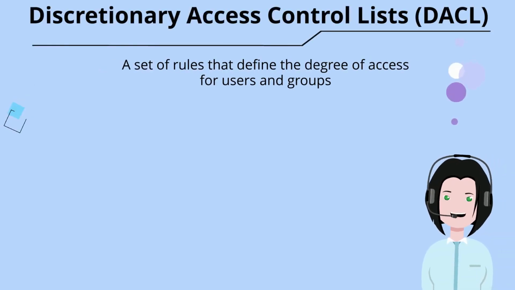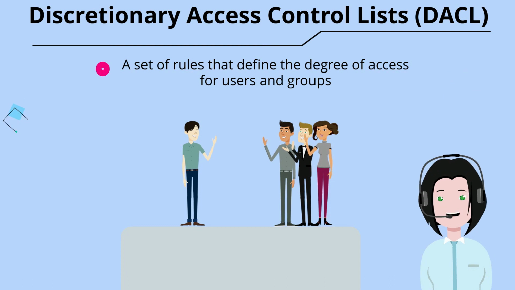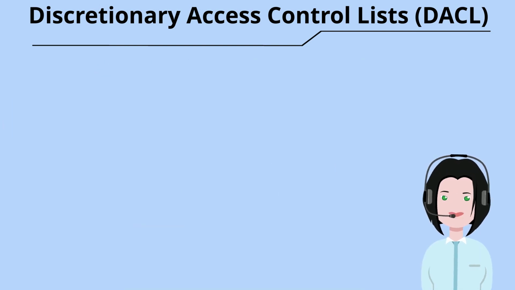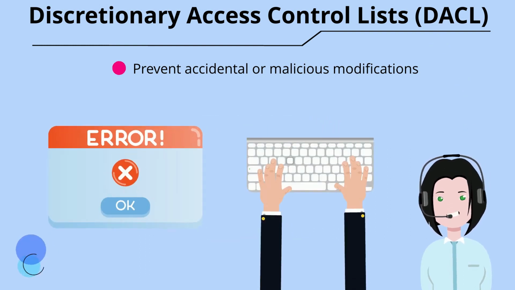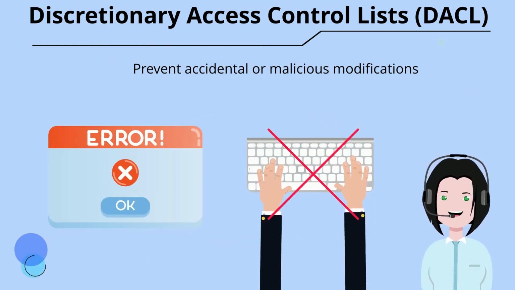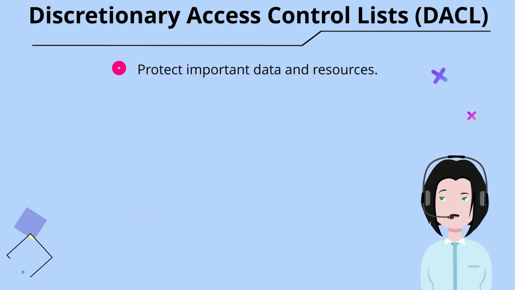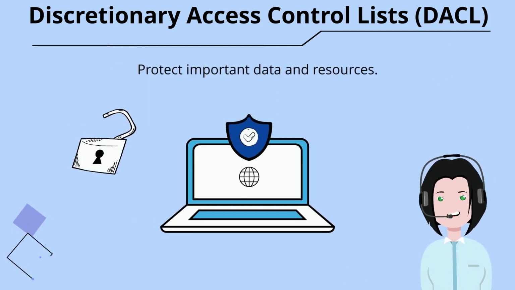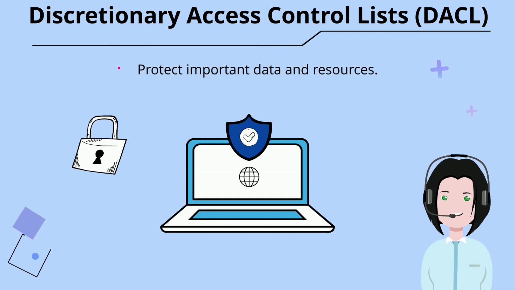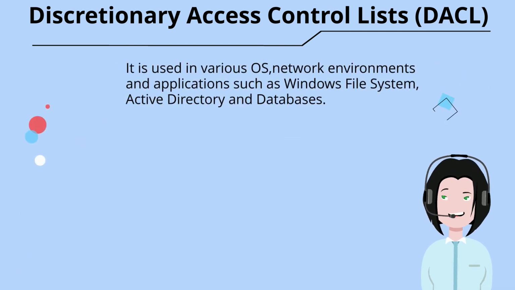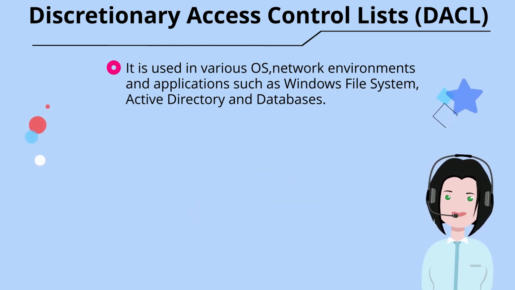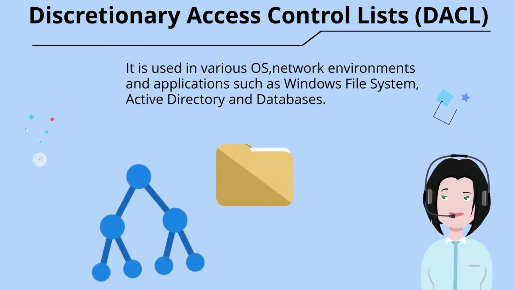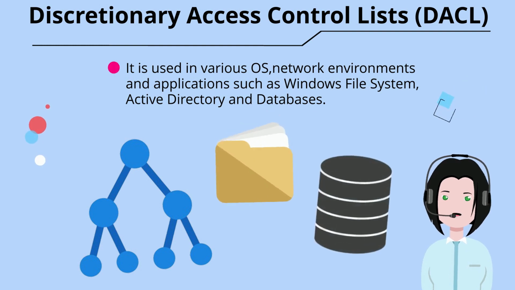DACL is a set of rules that define the degree of access for users and groups. It can prevent accidental or malicious modifications. It also can protect important data and resources. It can also be used in various OS, network environments, and applications, such as Windows File System, Active Directory, and databases.